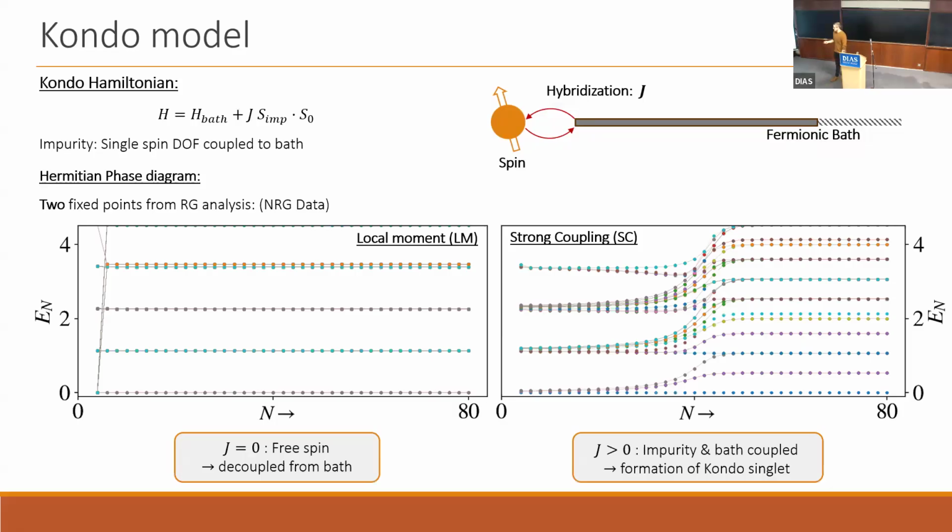So on the left here, you have zero coupling between the spin and the bath, and you get what's called the local moment regime, where basically your spin is totally free to do whatever it wants, and your bath is just a normal tight-binding chain.